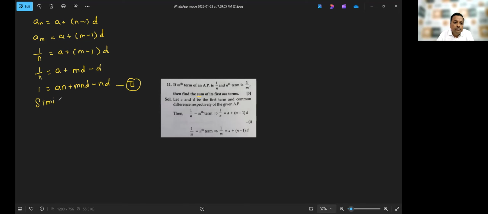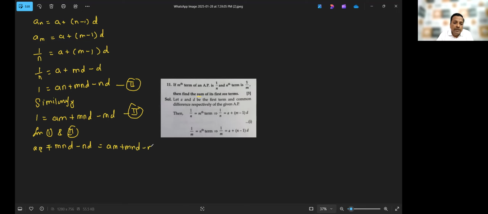Similarly, again, what to do? For the nth term, replace m with n and n with m. am, mn is as it is, both replaced each other: minus md. Same sum we solve. Again comparing first and second, from first and second, if the left hand side is equal to the right hand side: an plus mnd minus nd is equal to am plus mnd minus md. Again on both sides mnd is the same, mnd cancels.